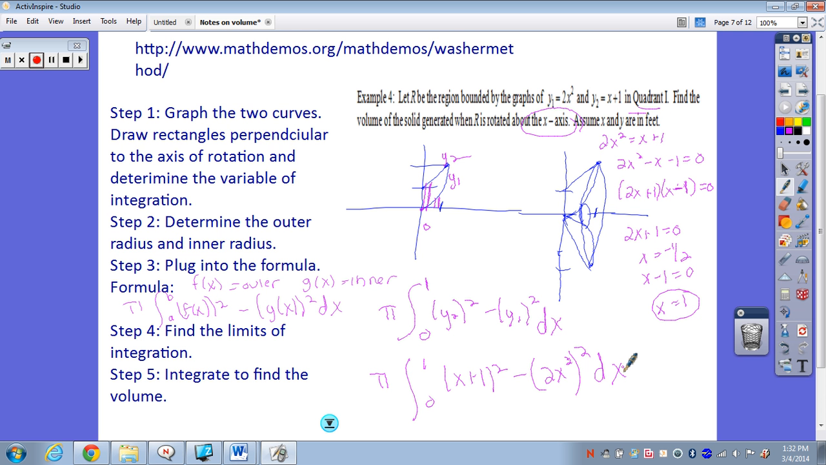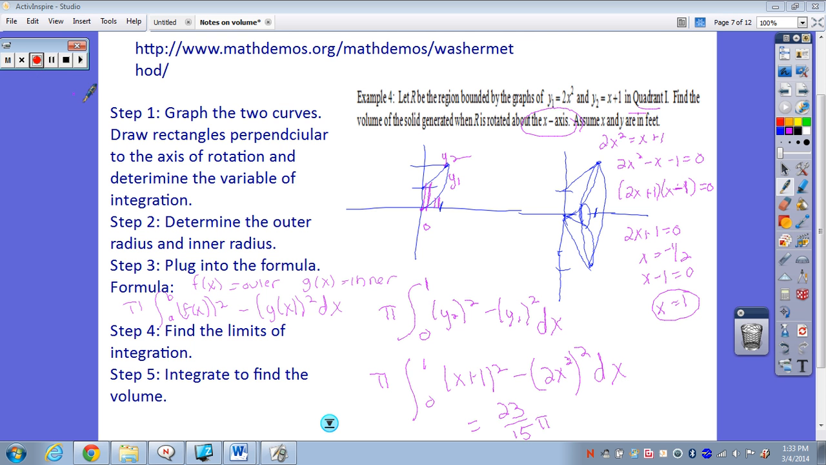And just be careful, guys, that the biggest mistake people do is they do outer minus inner and then square it. You have to square each one first and then subtract it. So just be very careful with that. And then if you plug that into your calculator, you would get 23/15 pi. And you can pause and check and make sure that you get that when you do it on your calculator.